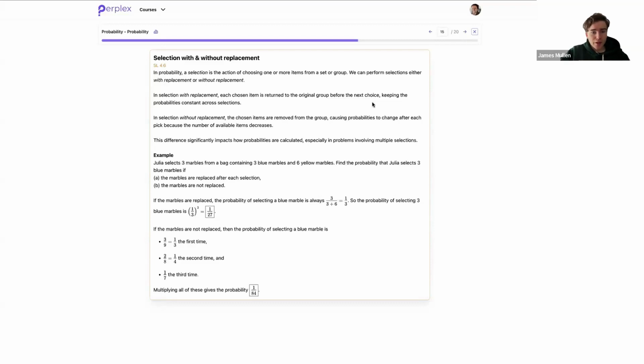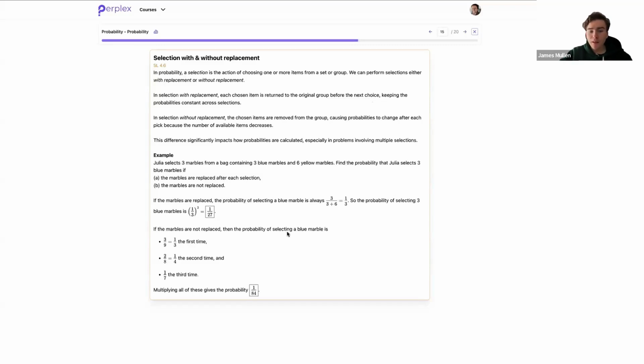Let's say Julia selects 3 marbles from a bag containing 3 blue marbles and 6 yellow marbles. We want to find the probability that Julia selects 3 blue marbles if A, the marbles are replaced after each selection, and B, the marbles are not replaced. If the marbles are replaced, the probability doesn't change. It's always the number of blue marbles, 3, divided by the total number of marbles, 9. So that's 1 over 3. If I do that 3 times, the probability is that to the power of 3, which is 1 over 27. Okay, that's pretty straightforward.